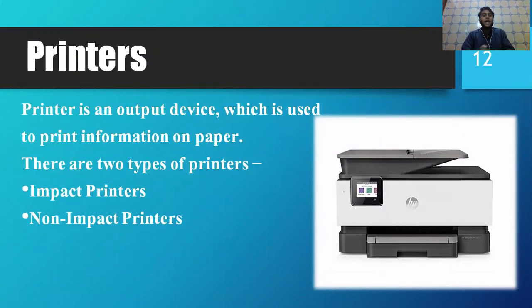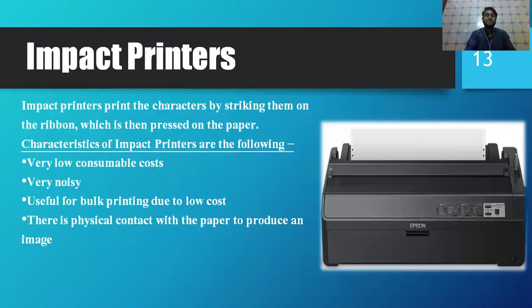Printers. A printer is an output device which is used to print information on paper. There are two types of printer: impact printer and non-impact printer. Impact printers print characters by striking them on the ribbon which is passed on the paper. Characteristics of impact printers are: very low consumable costs, very noisy, useful for black printing due to low cost. There is a physical contact with the paper to produce an image.